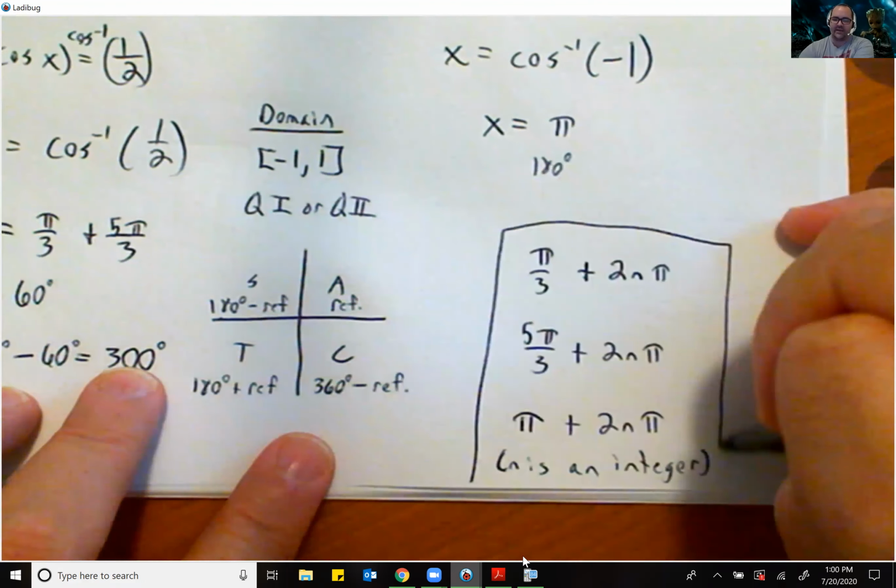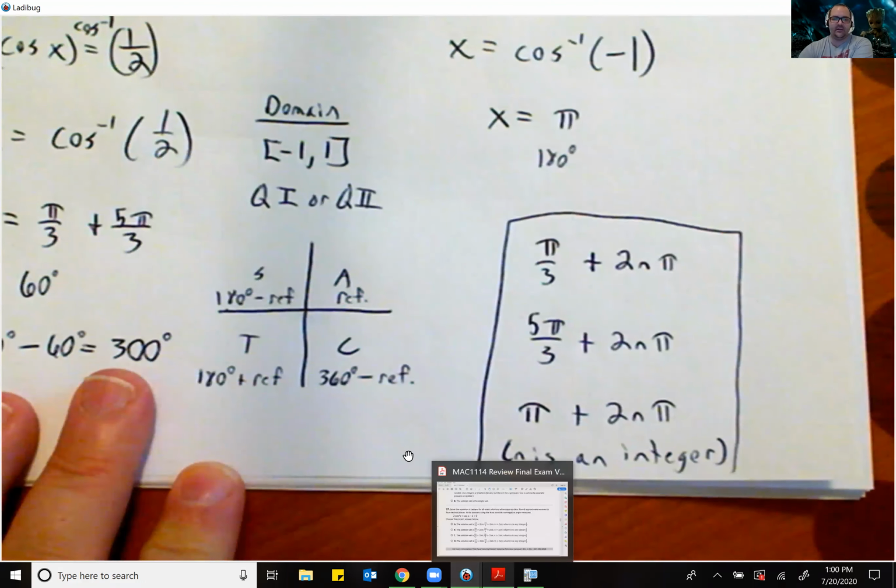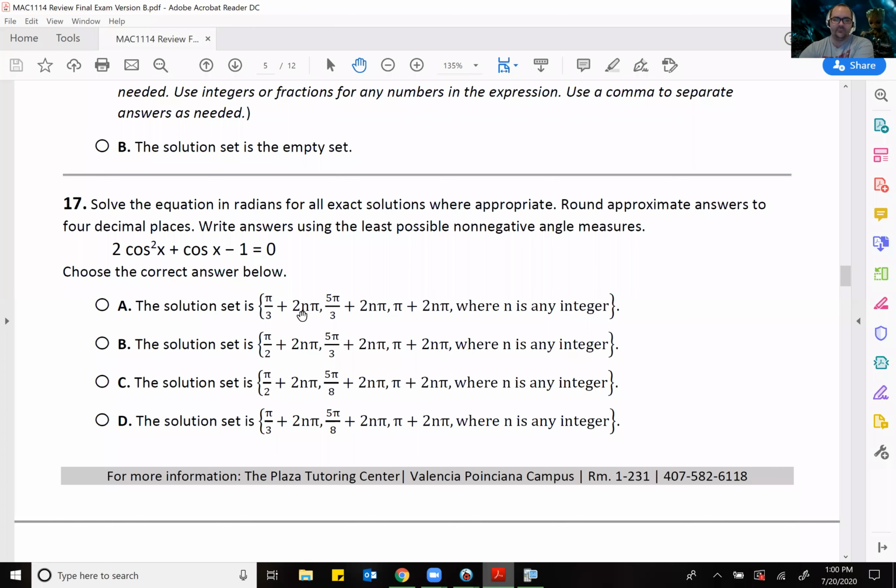Which one looks like that? So if we come out here, here's pi over 3 plus 2 pi n, good. Here's 5 pi over 3 plus 2 pi n, okay, good. Pi plus 2 pi n, n is right there, it's A. The rest of them all mess up. Here is pi halves, that's not even an answer for us. Here is pi over 3, that's good. Here's 5 pi over 8, that's incorrect. Okay, so the answer is A.